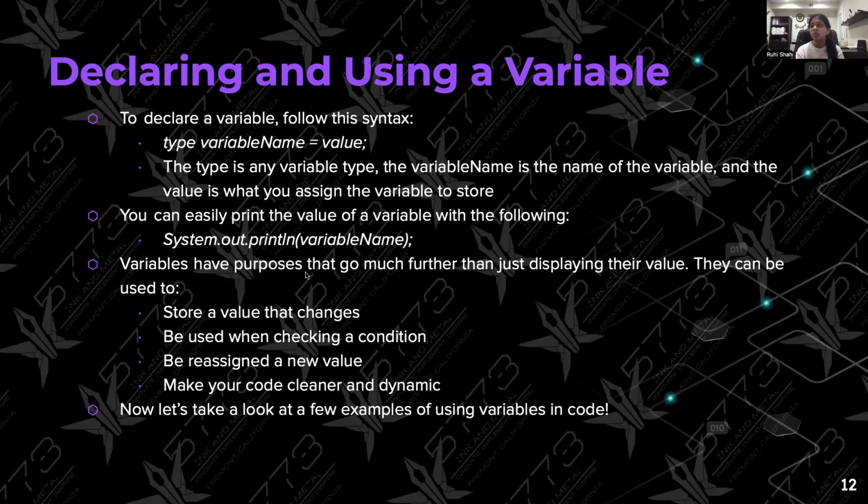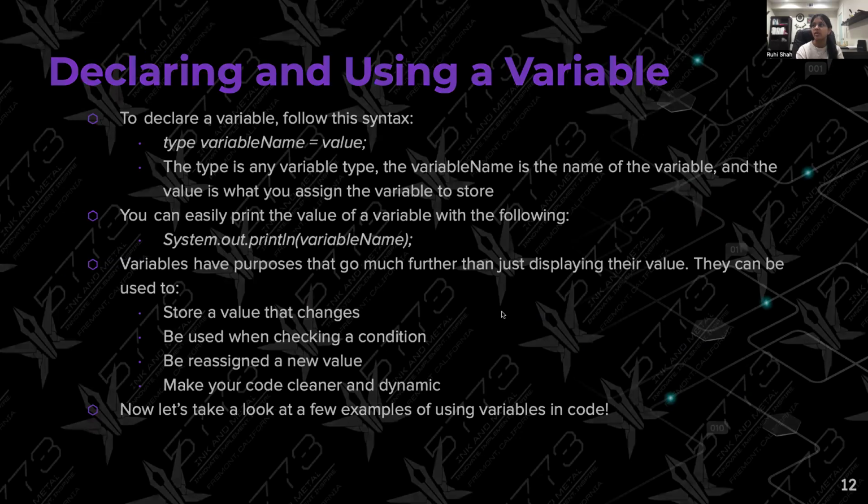And variables have multiple different purposes, much farther than just printing out what their value is. They can be used to store a value that changes. It can be used when checking a condition. It can be used to reassign a new value. And variables just help make your code cleaner and more dynamic. Okay, let's look at a couple examples of using variables in code.